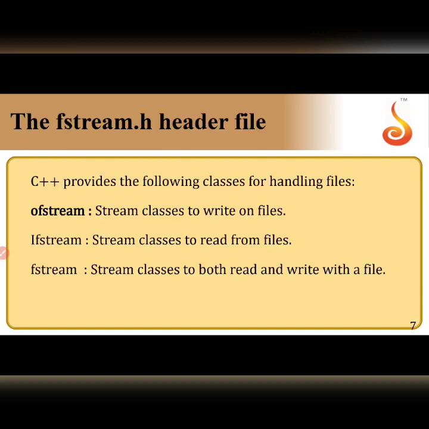Now the fstream header file. If I want to use cout and cin, cin takes the input from the keyboard, and cout writes it on the monitor. Anything I want to display on the monitor, I use cout. It can be a message, the output, or the value of a variable, anything. After execution, from the program I write it on the monitor using cout, and cin is for input to the program.